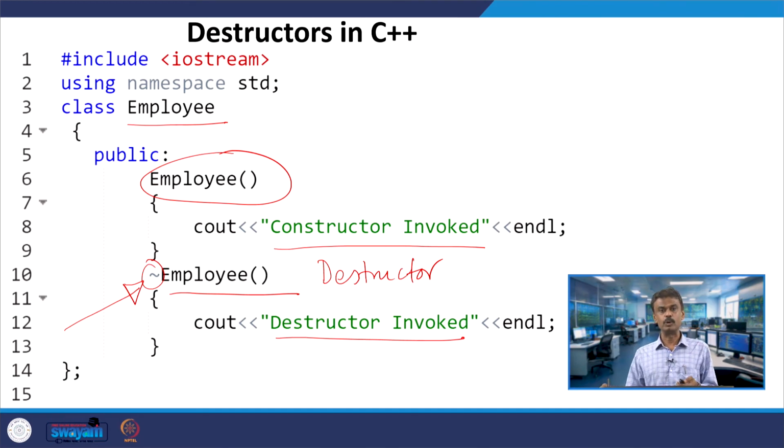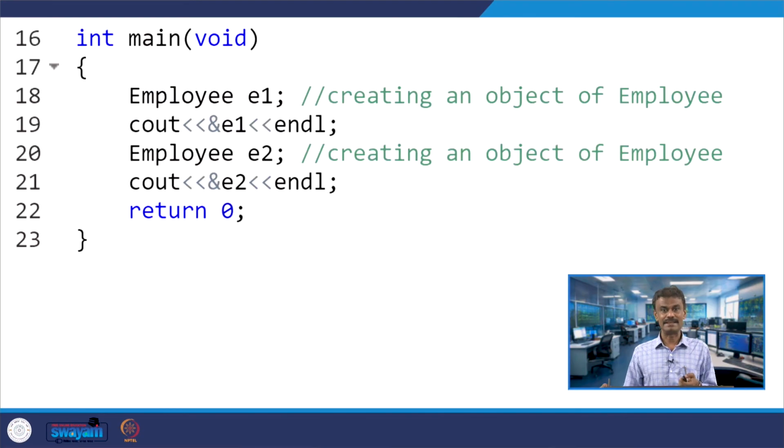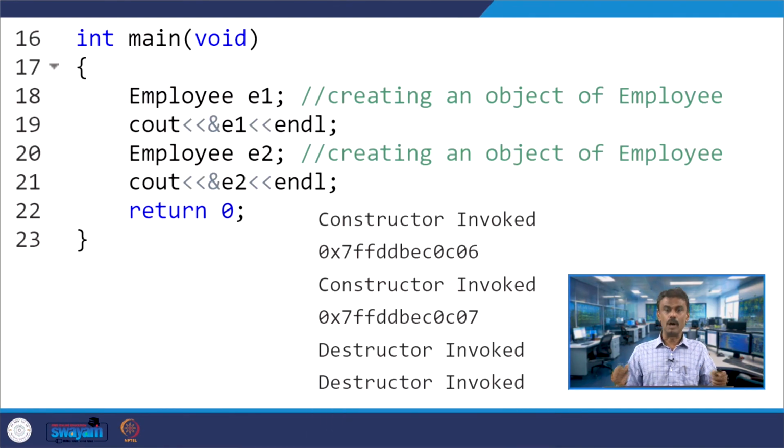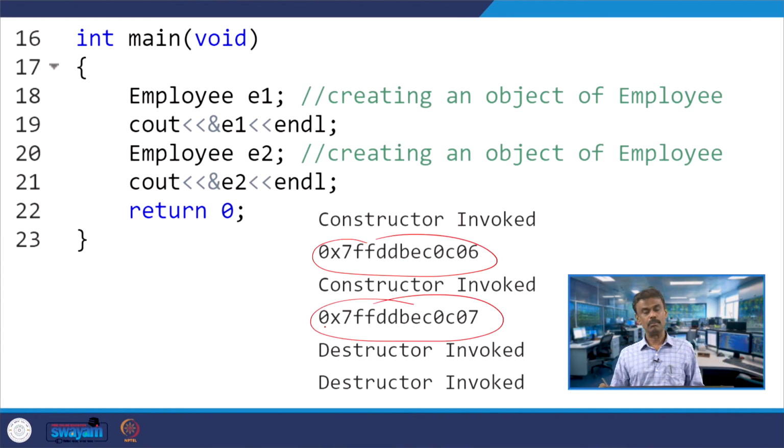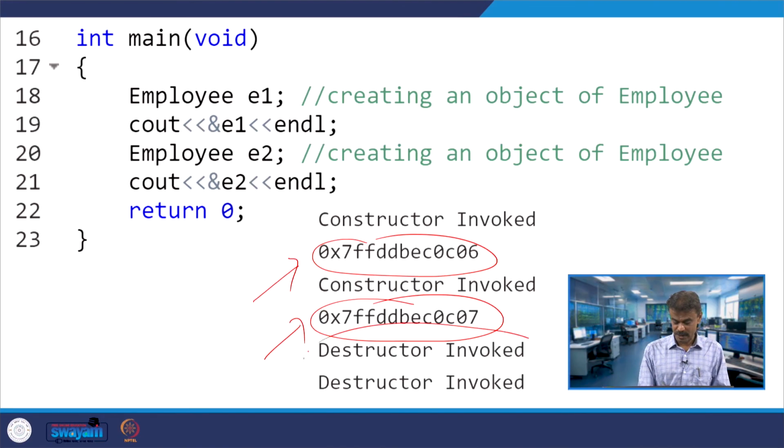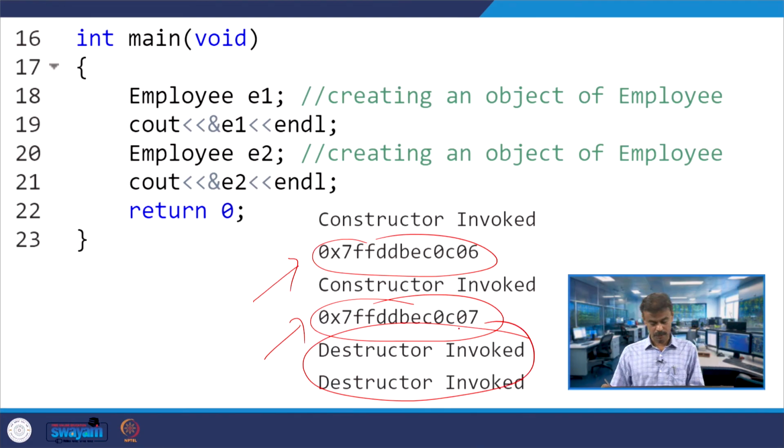So you can try without line number 10 and 13. If you try the same program without them, the last 2 outputs will not be displayed. So this is the usage of the destructor. That means now these 2 will be deallocated, that is, the objects E1 and E2 are deallocated from this memory space. That is the meaning, and that is what you are getting as output.